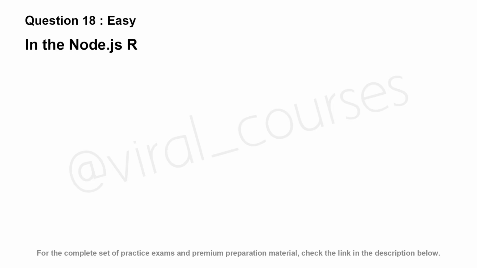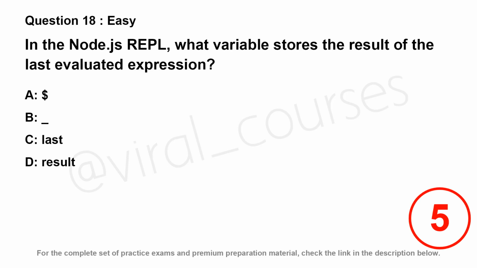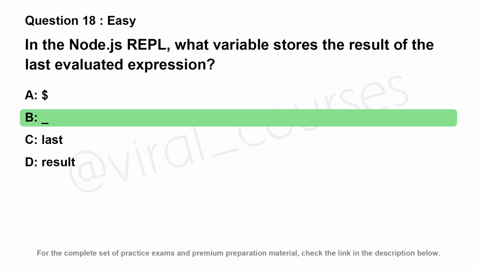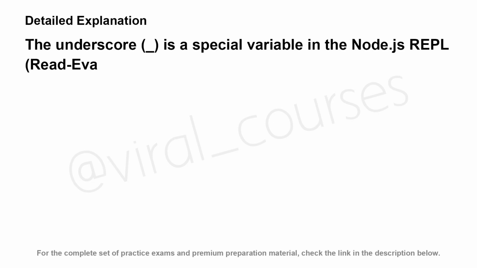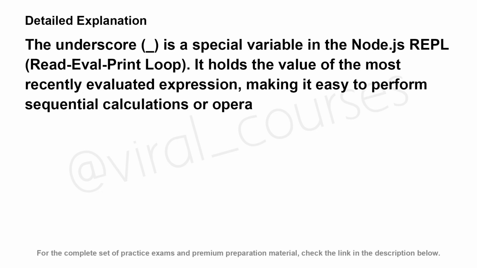In the Node.js REPL, what variable stores the result of the last evaluated expression? Option A, $. Option B, _. Option C, last. Option D, result. The correct answer is B. The underscore is a special variable in the Node.js REPL, read-eval-print loop. It holds the value of the most recently evaluated expression, making it easy to perform sequential calculations or operations.